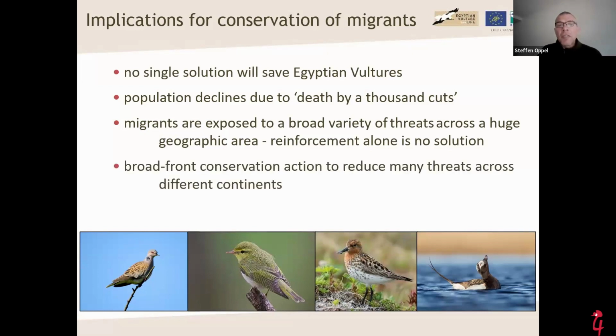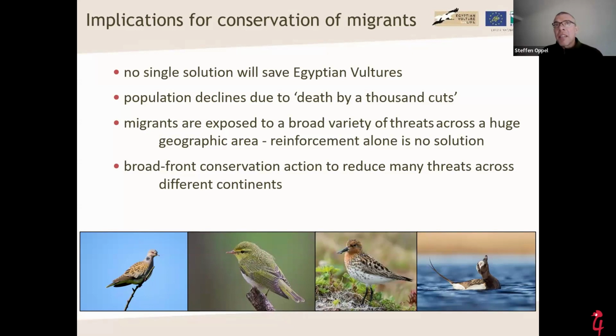But if you actually implement broad front conservation action and reduce threats across different continents, then it is actually possible to reverse the fortune of even such a migratory species. And that is what we've shown. And I take a lot of strength from that: if we work together in a big team and everybody does a little bit in each country, then we can actually turn things around. And it's very nice to see that the Egyptian vulture population is now stable.